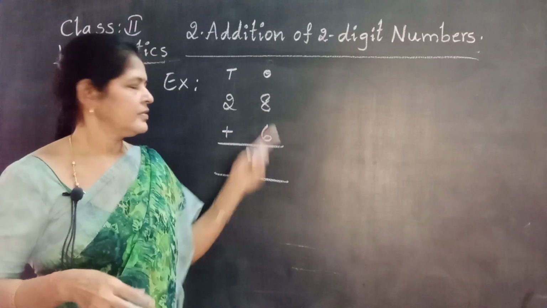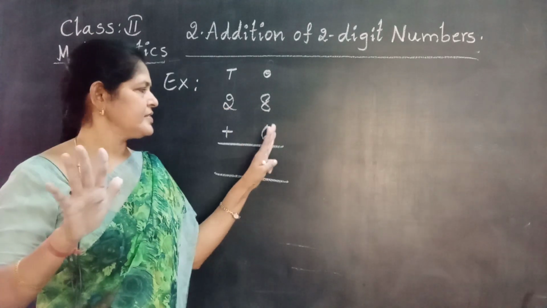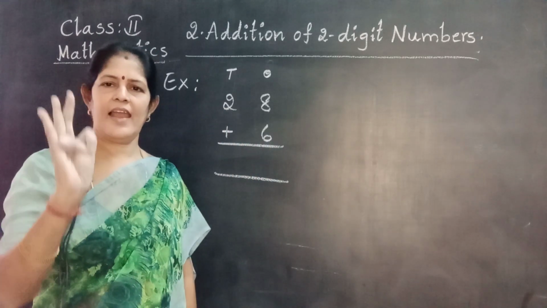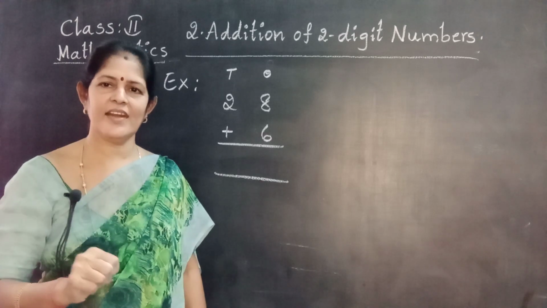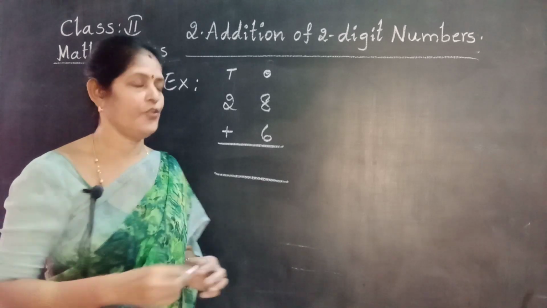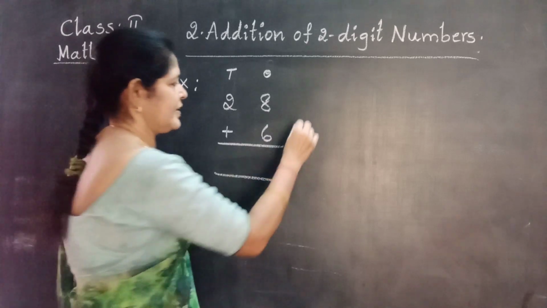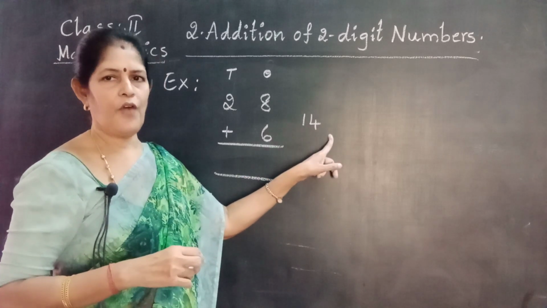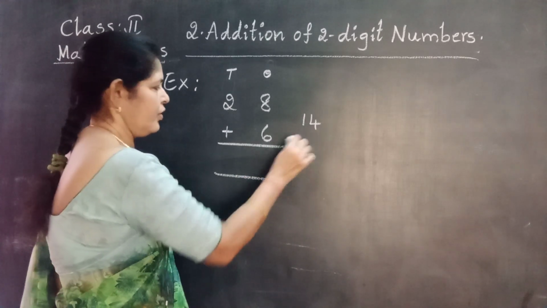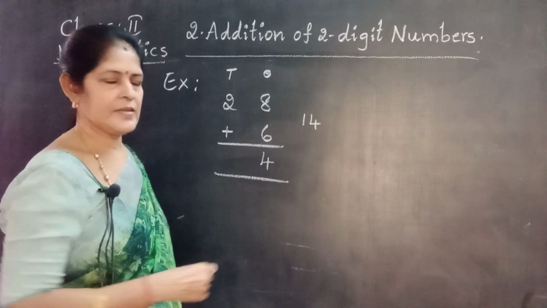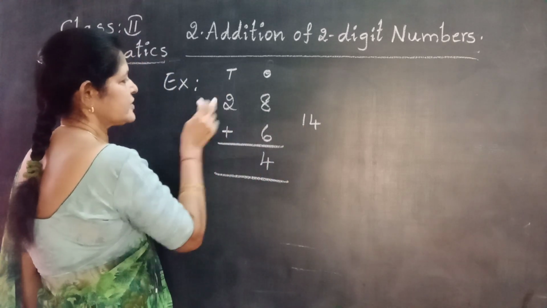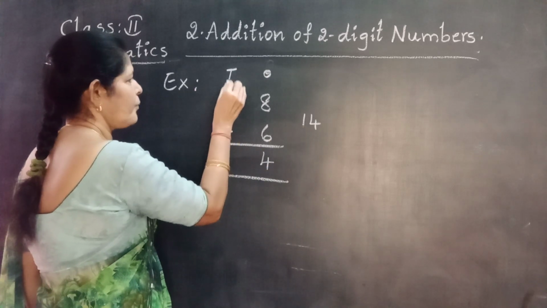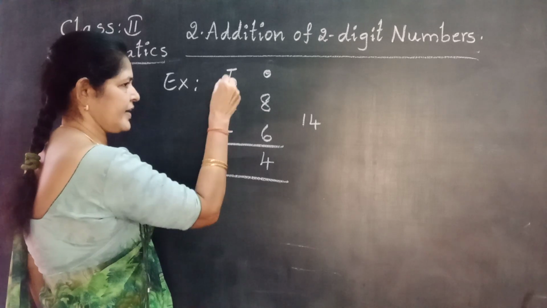Same process. Take 8 fingers. 6 after 7, 8, 9, 10, 11, 12, 13, 14. How much did we get? 14. 14 is a 2-digit number. On the right side, it has 1 ten, 4 ones. The ones number is 4. Write 4 right in the ones place. 1 carry over to tens. This is the tens place. Write this 1 above 2, on top of 2. Okay, and circle that.